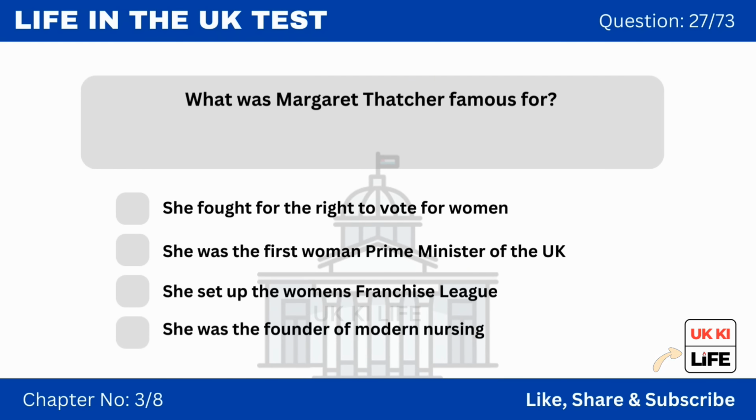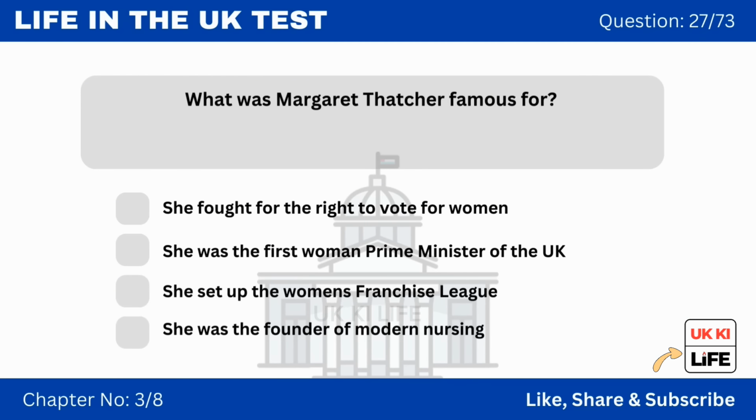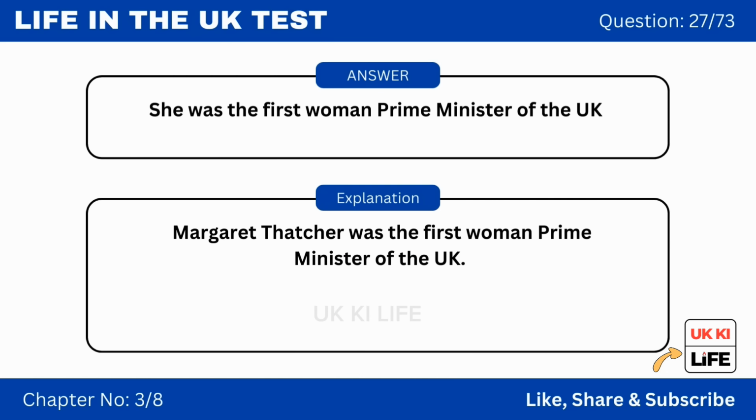Question 27. What was Margaret Thatcher famous for? She fought for the right to vote for women. She was the first woman Prime Minister of the UK. She set up the Women's Franchise League. She was the founder of modern nursing. The correct option is B. Explanation. Margaret Thatcher was the first woman Prime Minister of the UK.